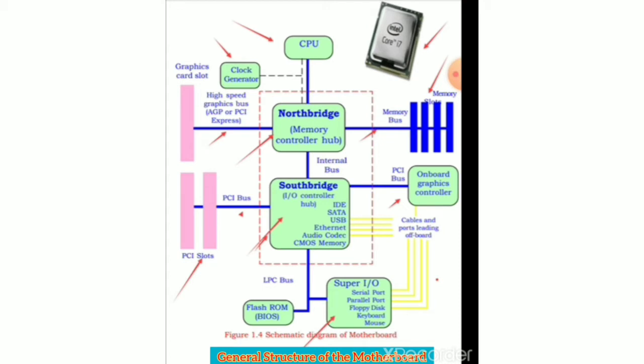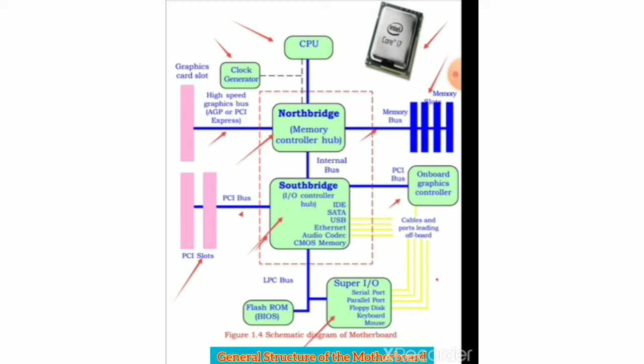Using the serial port, you connect your mouse, modem. On the parallel port you connect printers, scanners. Then the floppy disk drive, and the keyboard and mouse will have separate openings also. So this south bridge mainly contains the devices that have a slow execution rate. Fast execution rate devices are always connected to the north bridge. Compared to that, slower execution devices are connected to the south bridge.